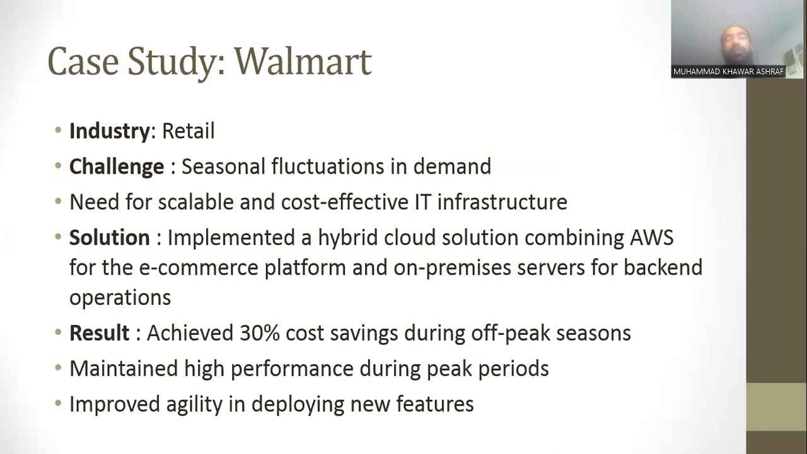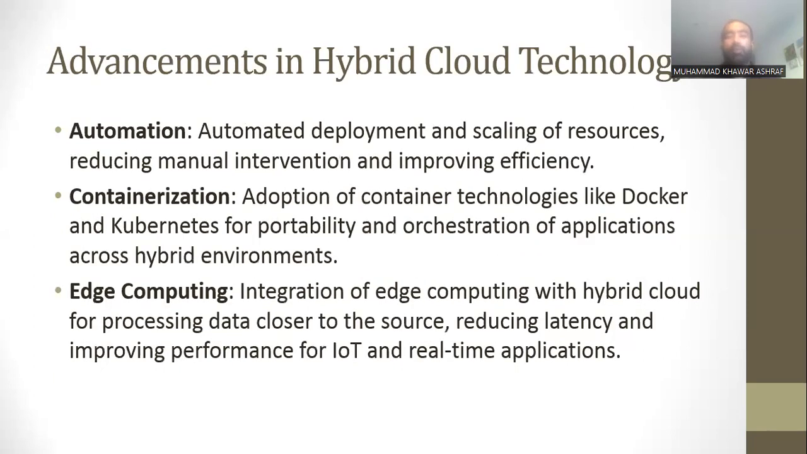Now, when we come here, we can summarize Walmart as the retail industry, and the challenge here is seasonal fluctuations in demand, so a need for scalable and cost-effective infrastructure. The solution implemented was a hybrid solution combining AWS for the e-commerce platform and on-premises servers for the backend operations. The result: it achieved 30% cost savings during the off-peak season, maintained high performance during peak periods, and improved agility in deploying new features.